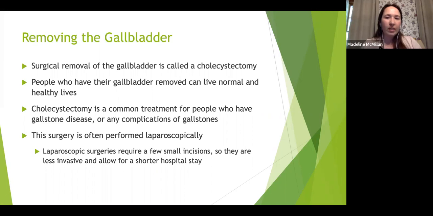And usually the cholecystectomy is performed laparoscopically. Laparoscopic surgeries are ones where they just make a few small incisions, and then they're able to go in through those and remove the gallbladder. It's much less invasive than a more open surgery. There's a lower risk of bleeding, and it has a shorter recovery time, so you don't have to stay in the hospital as long. You don't have to wait as long for the incision to heal, and you won't end up with a big scar on your abdomen as well.